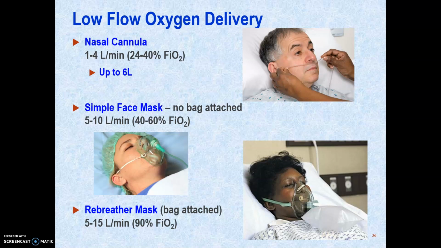Okay. A rebreather mask has the bag attached to it, as you see in the picture here. It can go up 5 to 15 liters a minute and delivers 90% oxygen. Unlike in the airplane, you do have to make sure that the bag is inflated here. So the bag needs to be inflated on the rebreather.